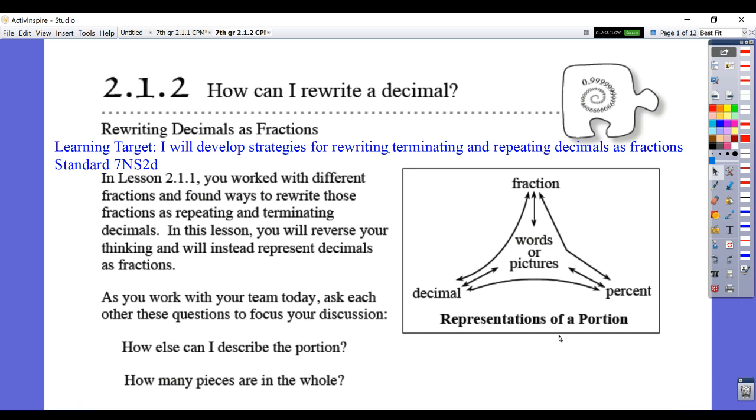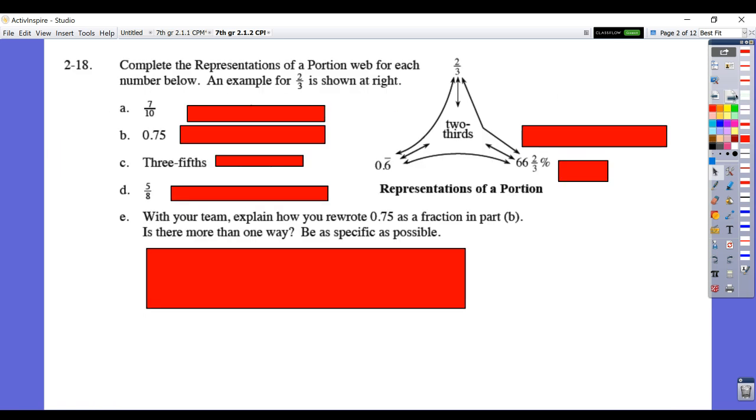Remember that we have worked before with the portions web, knowing that we can make connections and transitions from fractions to decimals to percents to words or pictures. So for 2-18, they want us to complete a representation of a portions web for each number. They did the example of 2/3. Now, 2/3, of course, in words can be written as 2/3 in that way. If you divide 2/3, what you get is 0.6 repeating.